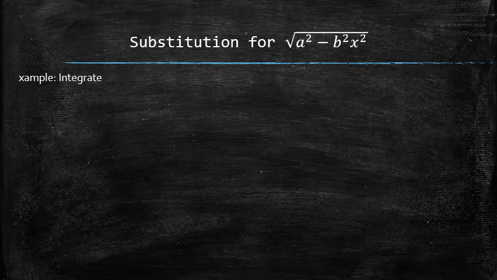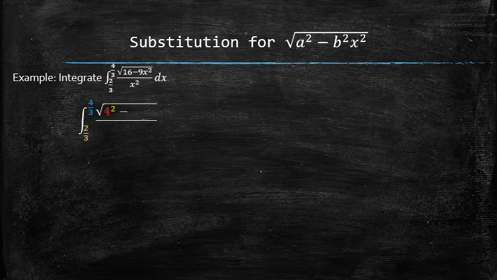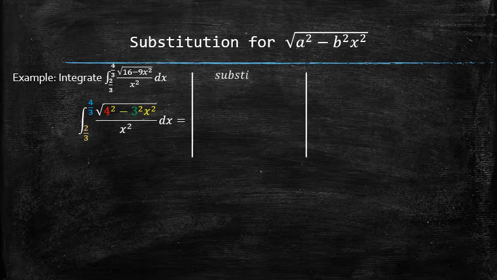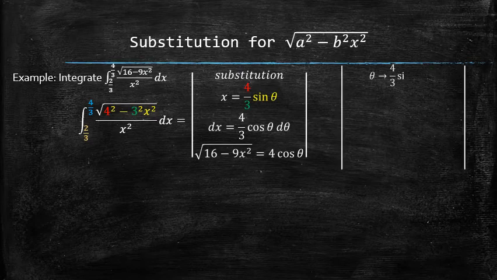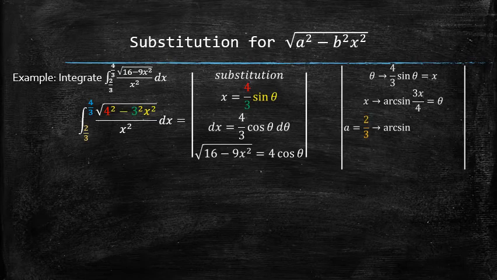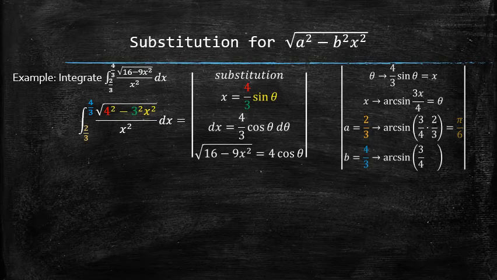Let's do another example. We first recognize the distinct pattern and set up the substitution by setting the variable x equal to 4/3 of sine of theta, and finding the differential of x and the radical expression in terms of theta. We change the limits of integration right after introducing a new variable. Since x is equal to 4/3 of sine theta, then theta is equal to arcsine of 3x over 4.